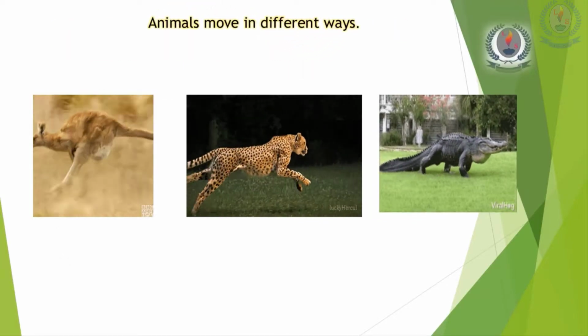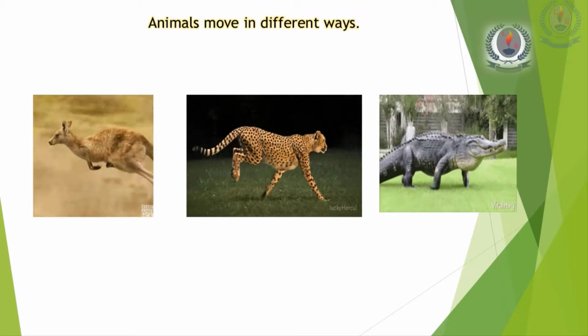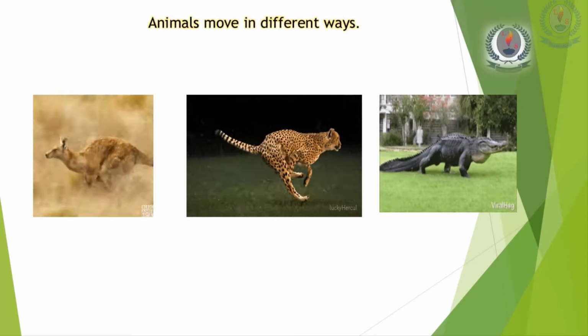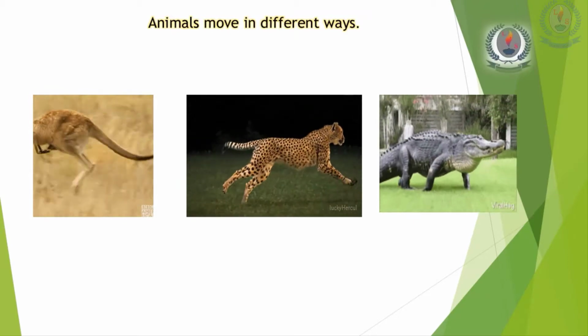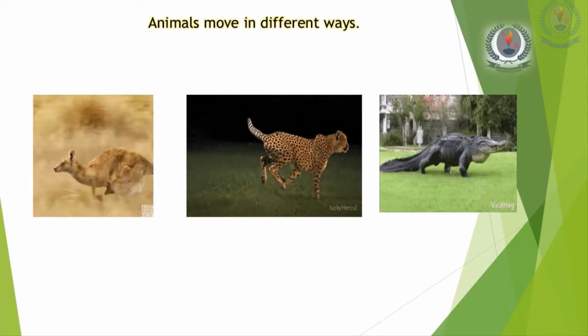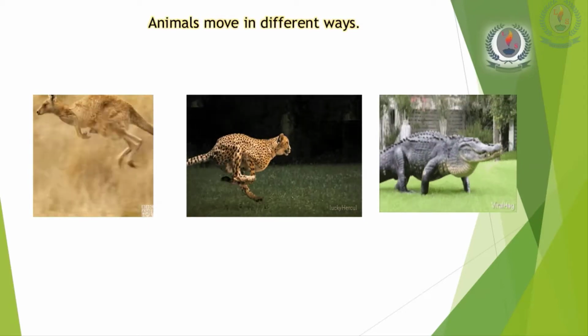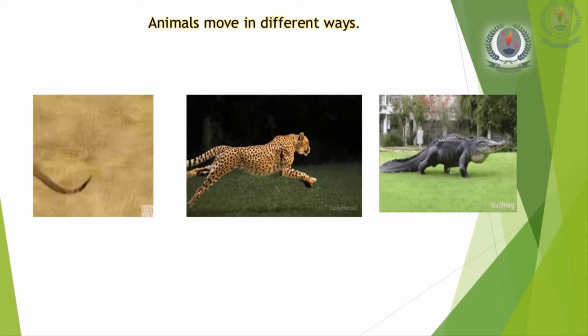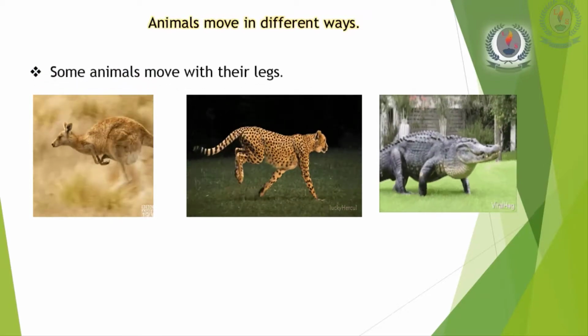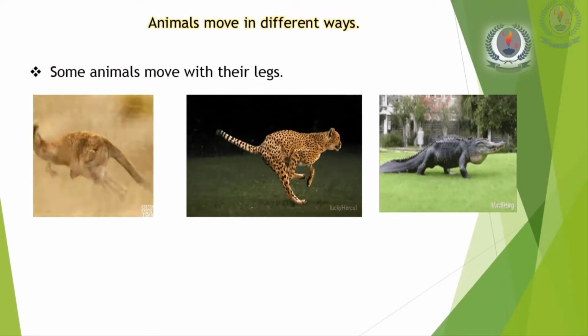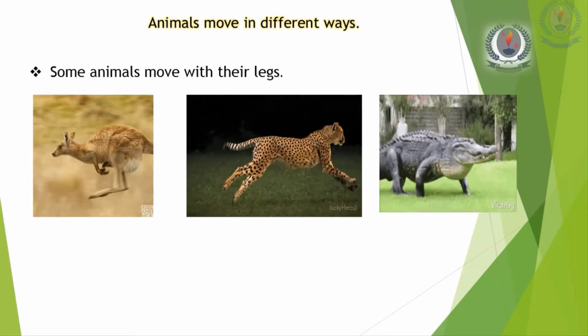Page number 55. Animals move in different ways. Children, animals move in different ways. Let's see what they are. Some animals move with their legs.